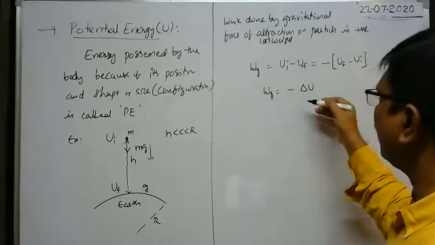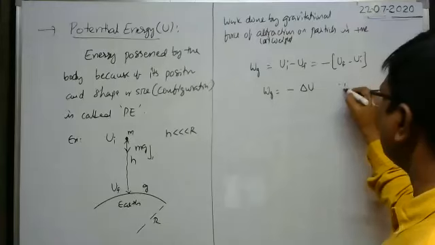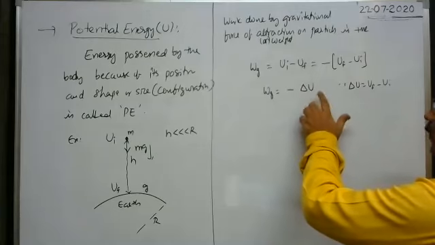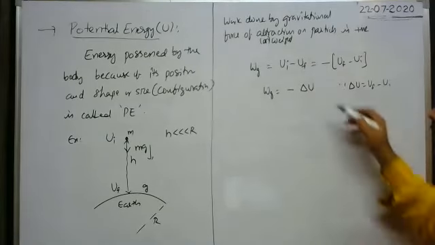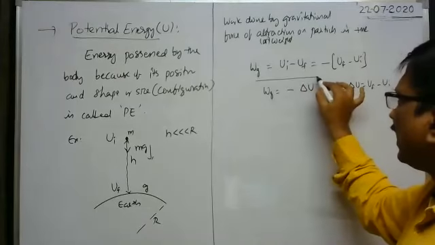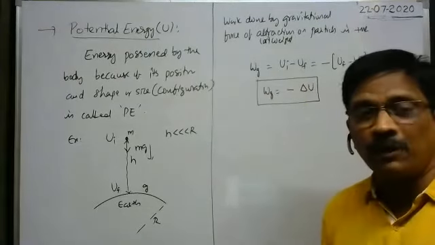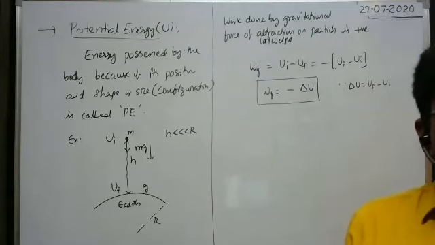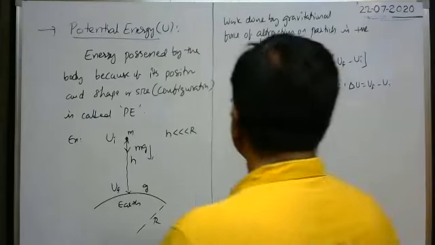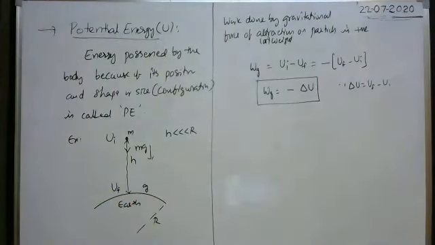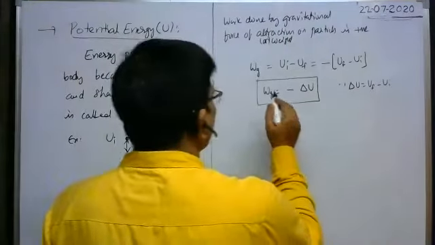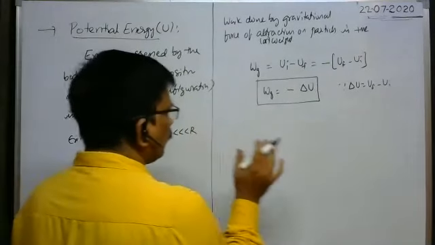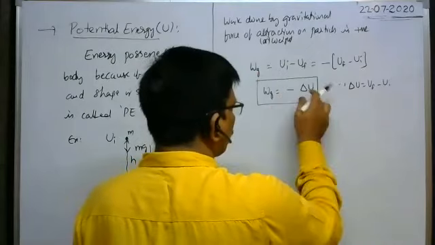We can write it like this, no? Minus delta U, since delta U is equal to Uf minus Ui. When you write delta U equal to Uf minus Ui, you will get this equation. Therefore, work done by gravity is equal to the negative of the change in potential energy of a body. Okay, so based on this, the work done by gravity is equal to the negative of the change in potential energy of a body.